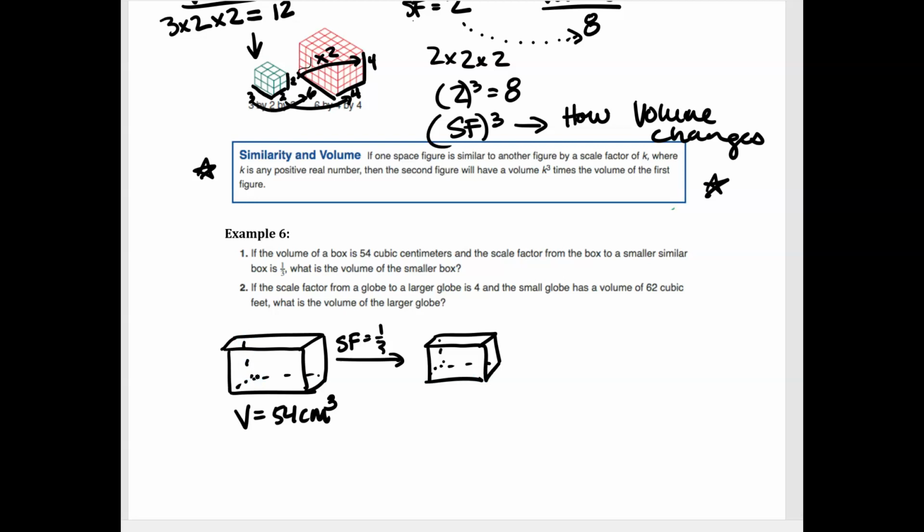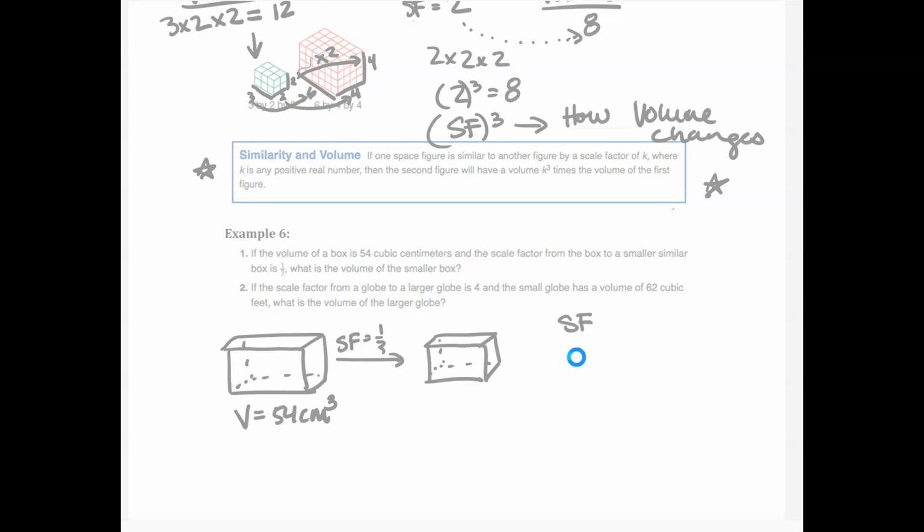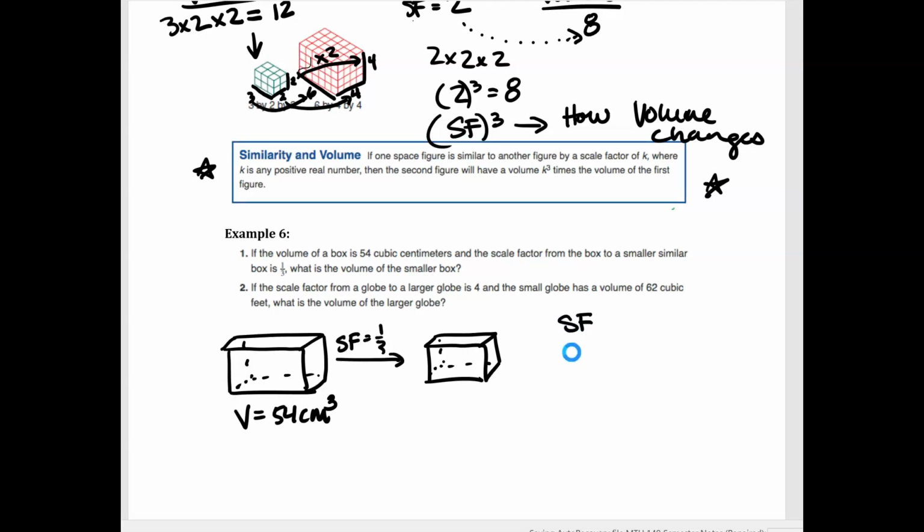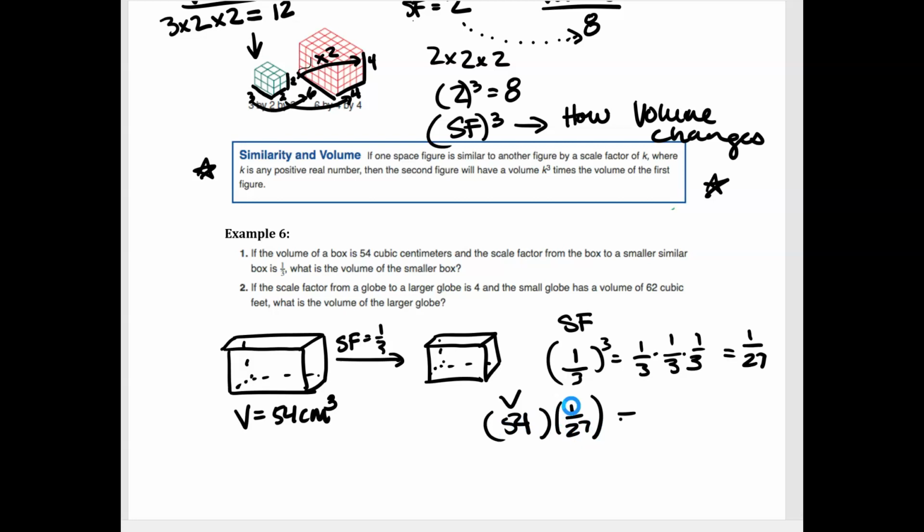So we're going to take the scale factor and cube it. The scale factor is 1/3, and we're going to cube it, which means we're going to do 1/3 times 1/3 times 1/3, and that gives us 1/27. So we take the original volume, 54, and multiply that by 1/27, and we end up getting 2 cubic centimeters. So the original volume is 54 cubic centimeters, and the ending volume of the smaller figure is 2 cubic centimeters. So the answer is 2 cubic centimeters there.